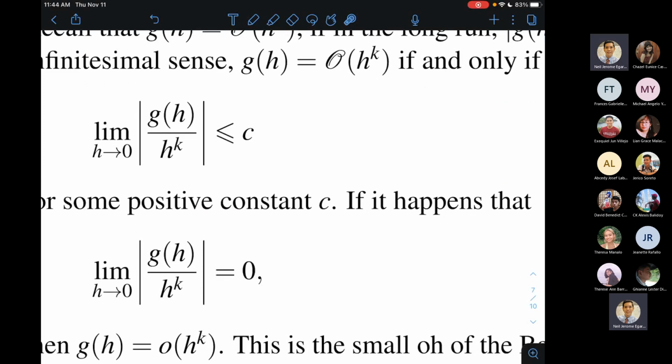Can I get a volunteer? Ano yung ibig sabihin na yung limit ng g of h over h to the k ay naging equal kay zero? Kahit intuitive lang, hindi nyo kailangan yung technical. So tingnan nyo lang, ano yung kailan mangyayari na yung ratio ay magkakaroon ng limit na equal kay zero? Or what happened? Why did we get a zero as the limit?